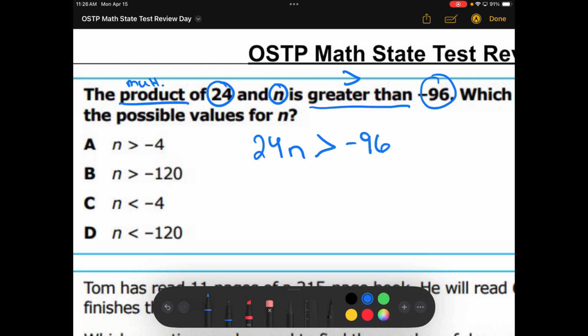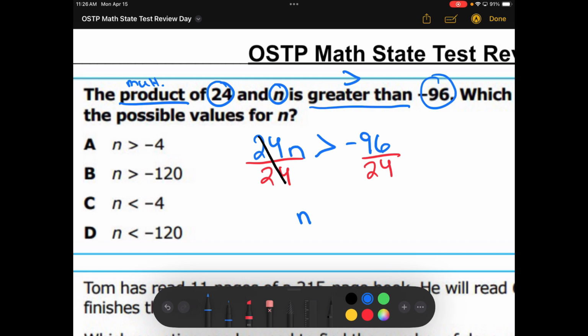What do we have to do to get 24 off of n? Divide. Divide by 24. What you do to one side, you must do to the other. So this becomes n. Now wait a minute. Do I have to flip the sign here? Do you guys remember that rule? Think about it. I'm going to remind you of the rule. The rule is if you multiply or divide by a negative number, that means the number attached to the variable has to be negative. You must flip the sign.